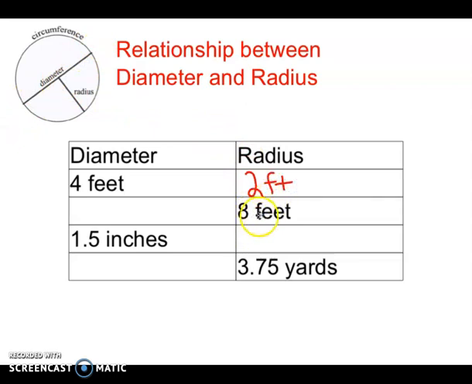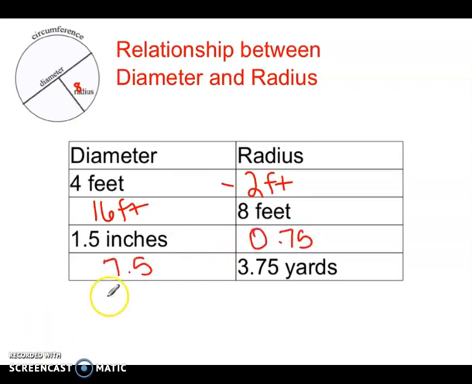But now let's look at another example. If the radius is 8 feet, we need to know the diameter. So the diameter is double the radius, or 16 feet. Okay? So take a minute and try for 1.5 inches, if that's the diameter, what the radius is. And then if the radius is 3 and 75 hundredths, what the diameter would be.